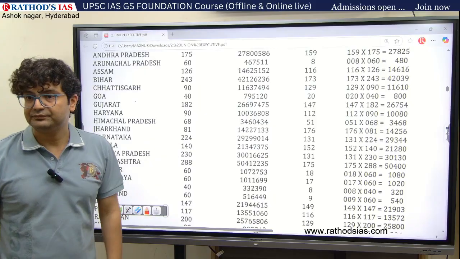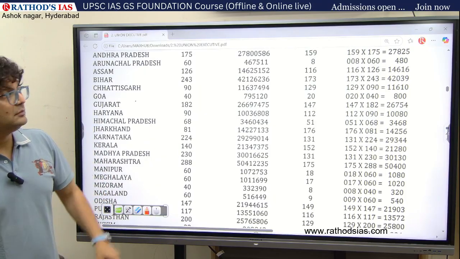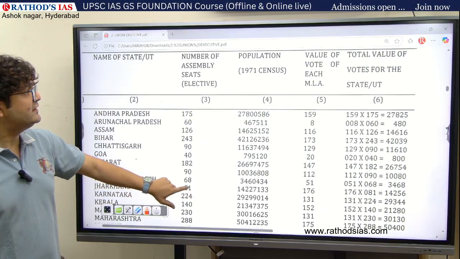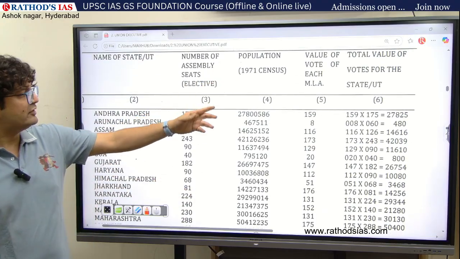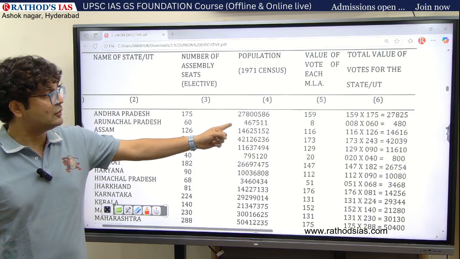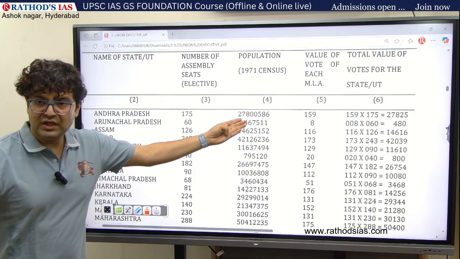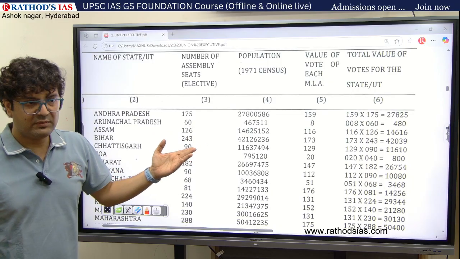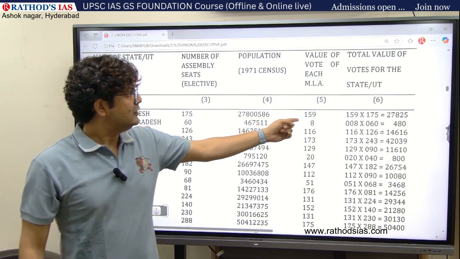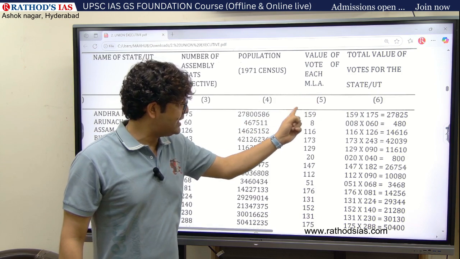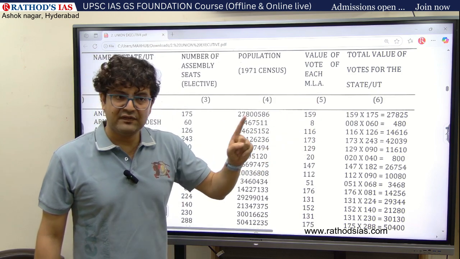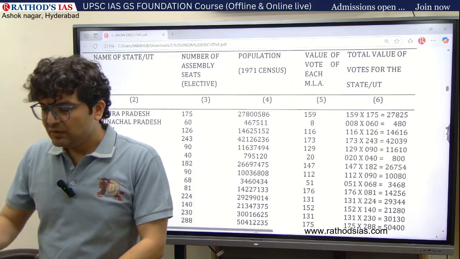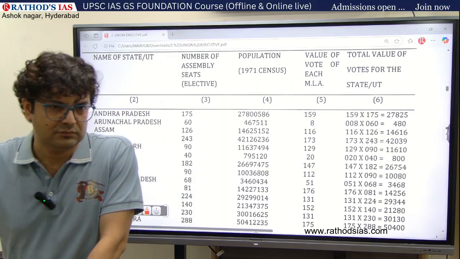Andhra Pradesh. How many MLAs? 175. Okay. Population with census. What is the population? 2.78 crores. So, population upon MLAs into 1 by 1000. This is the answer. So, value of vote of each MLA of Andhra Pradesh is how much? 159.